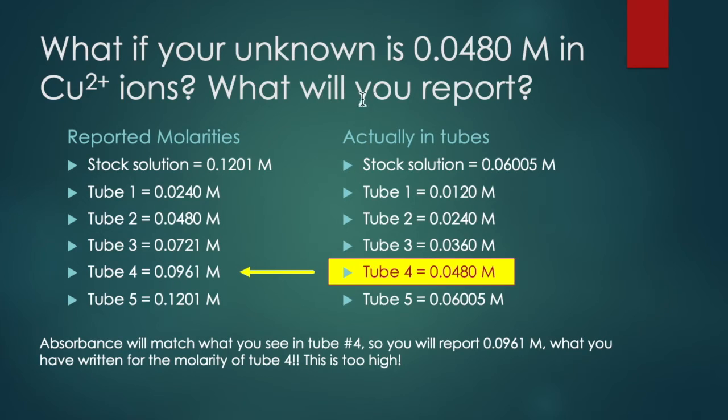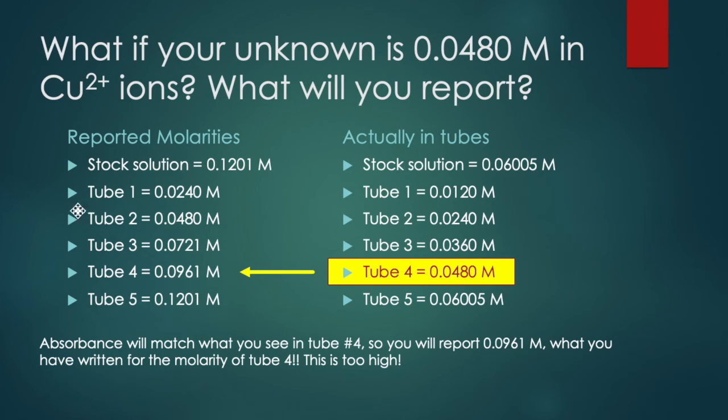So what would this do to your unknown concentration? Well, you are using the lab to determine your unknown concentration. So let's say that your unknown that you were given happens to be 0.0480 molar in copper ions. So what would you report?